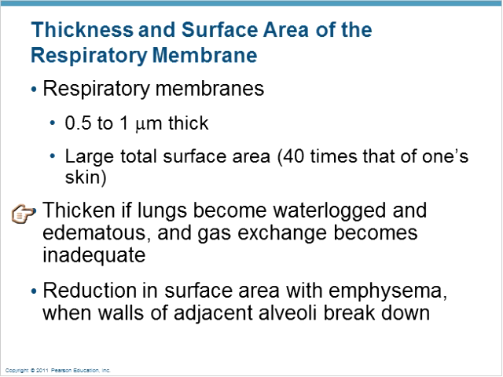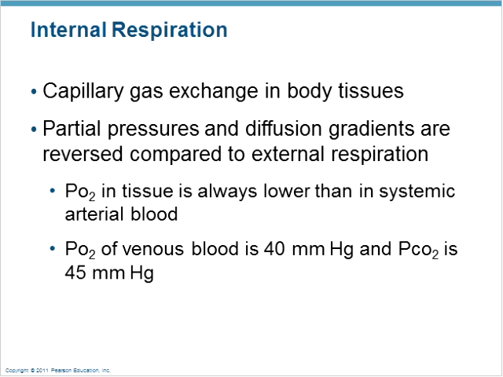In congestive heart failure, where blood is backed up in the lungs, and the lungs become engorged with blood and plasma, that respiratory membrane becomes engorged with blood and fluid. It does not allow the movement of gas. Reduction of surface area with emphysema, which destroys the walls of adjacent alveoli and breaks them down, also reduces that.